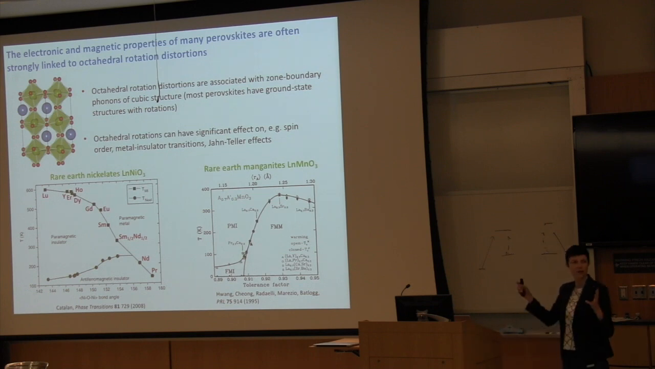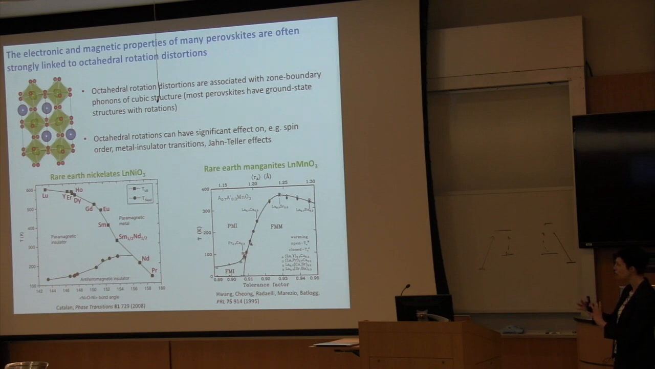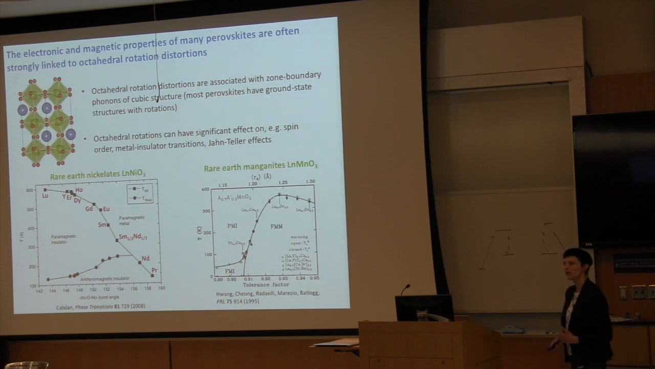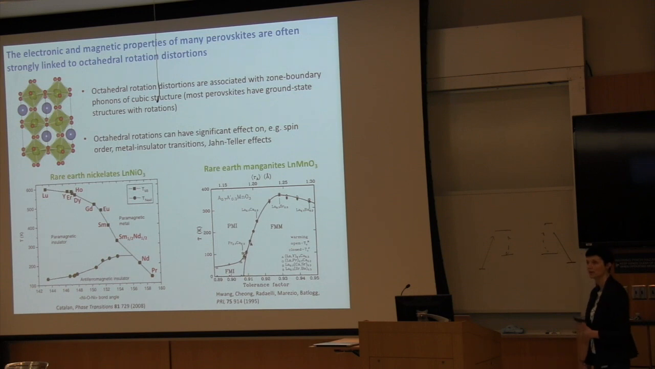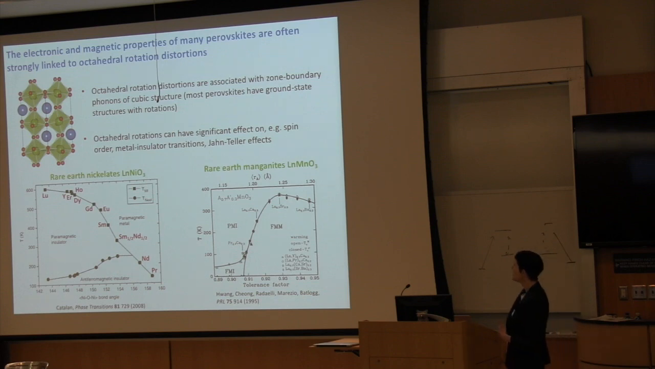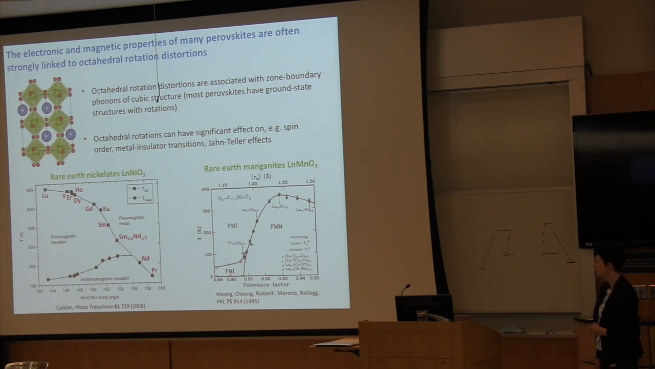So as that cation radius gets smaller and smaller, that octahedral rotation distortion gets bigger and bigger, and this nickel-oxygen-nickel bond angle gets more and more bent away from 180 degrees, which is the value that it has in the cubic structure. And you can see similar trends and phenomena in other families of perovskites, like the rare earth manganites, and I'll say more about that family in a little bit.